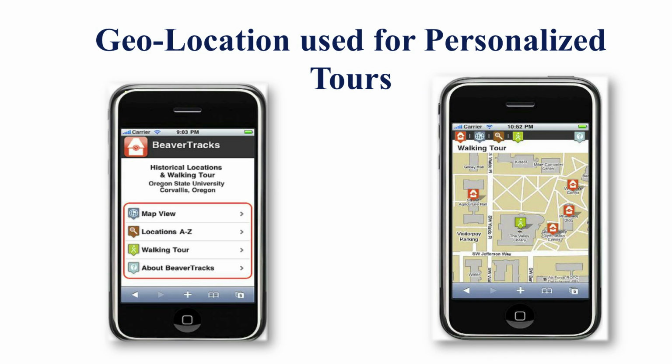And another important service powered by mobile library services is geolocation used for personalized tours. A new user can easily find the library and different floors, and he can easily reach the library without taking anybody's help with this service.